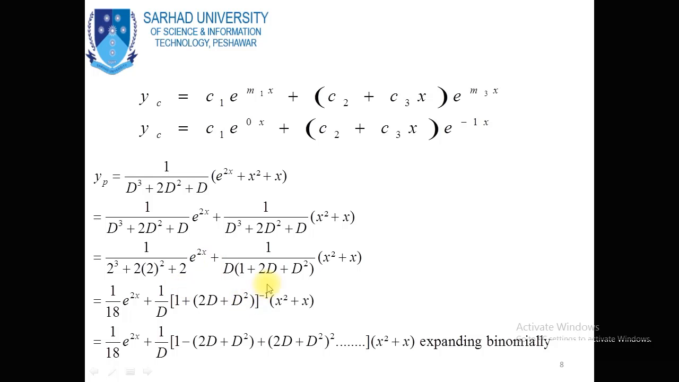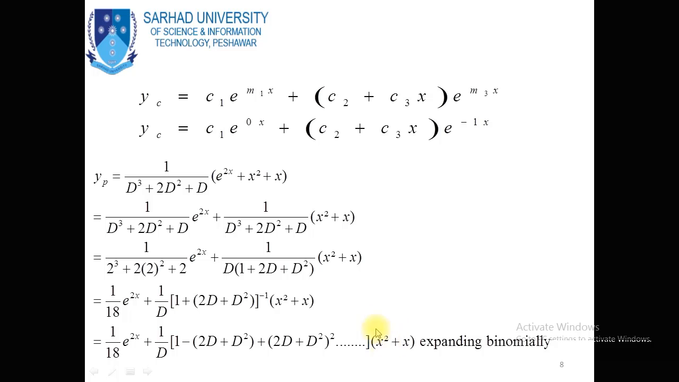1 plus nx, this is n, and 2d plus d square represents the x term. So n is minus 1: 1 plus nx plus n into n minus 1 divided by 2 factorial. After expansion, n into n minus 1 is minus 1 into minus 1 minus 1, minus 2, minus 2 into minus 1 plus 2, and the 2 is cancelled with 2 factorial, and x square, this is actually the x term. So (2d plus d square) whole square, and so on into the given polynomial.